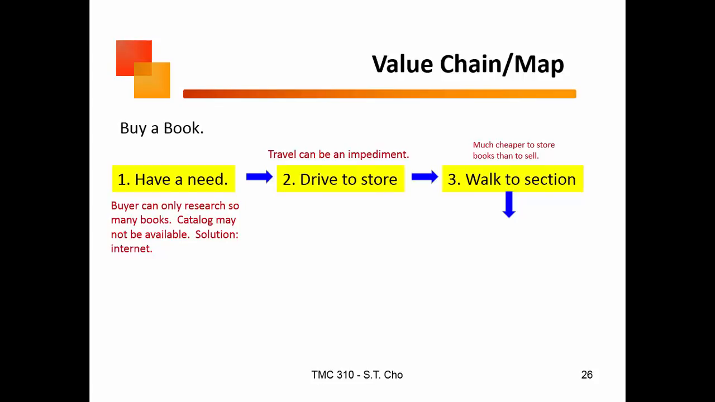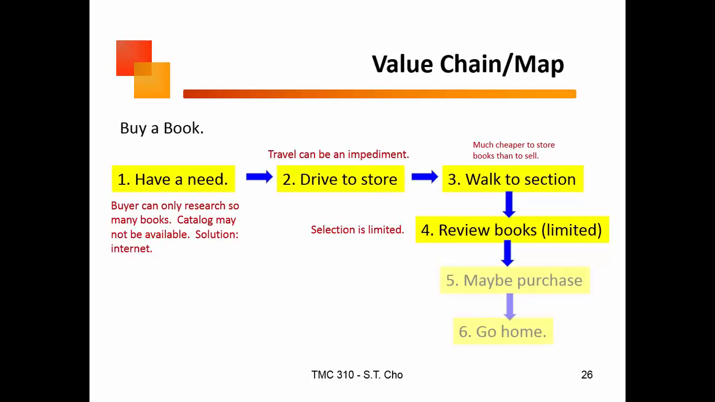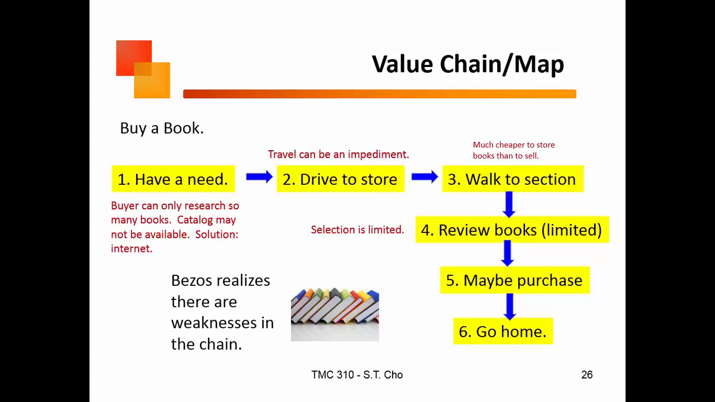The problem with having books in a retail store is it's very expensive. Square footage is very expensive. On the other hand, in warehouses, those are cheap. You look at the books they have, and typically in a bookstore, they don't have that big a selection. I mean, you only might have like 10 books on marketing, whereas online, you could have hundreds of books. And so maybe you purchase something and you go home. And so Jeff Bezos, when the internet came around, saw all these issues with books. And so he realized there's weaknesses in the value chain. And so Bezos saw all the solutions that the internet can bring.